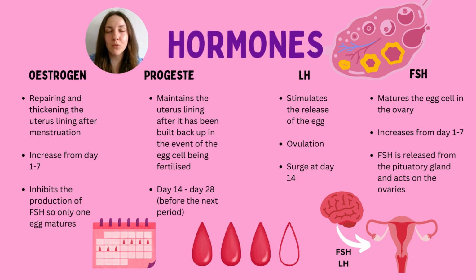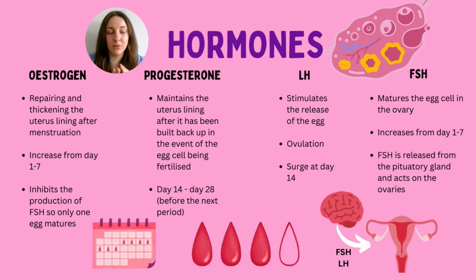Okay, so let's talk about the 4 different hormones involved in the menstrual cycle. And estrogen we'll talk about first because when you mention female fertility or female puberty, this is often the hormone people think of. And it's because it has a really important job. Estrogen is all to do with repairing and thickening the uterus lining after menstruation, after a period has occurred.